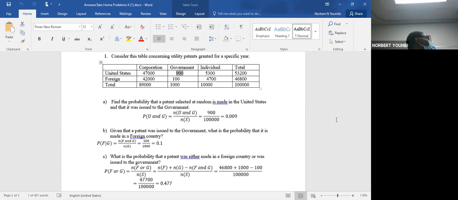Do we get that? If you don't see "given that," you look at the next question. Given that the patent was issued to the government, now you are going to divide by government. Okay? You see why I asked you why you chose that? So, given that it was issued to the government, then you will divide by the government.